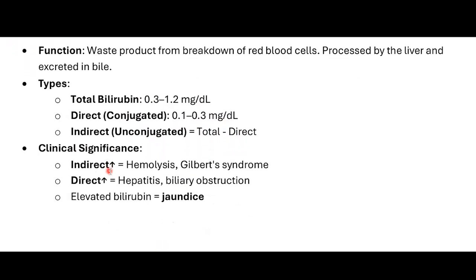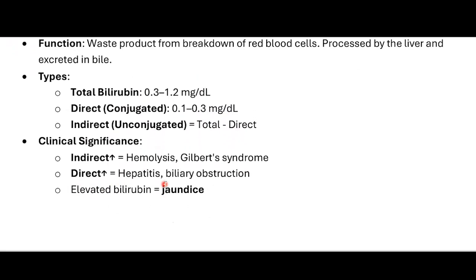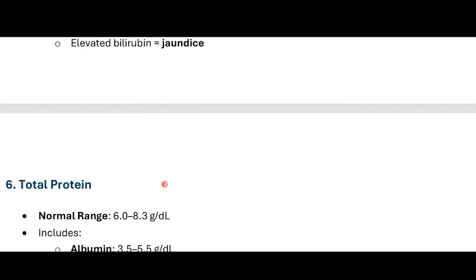Clinical significance: if you see a rise in the indirect bilirubin, or you can say unconjugated bilirubin, it shows hemolysis and Gilbert syndrome. And if you see a rise in the direct, then it goes towards hepatitis and biliary obstruction. Elevated bilirubin suggests jaundice as well. So this is how bilirubin is raised in different conditions.